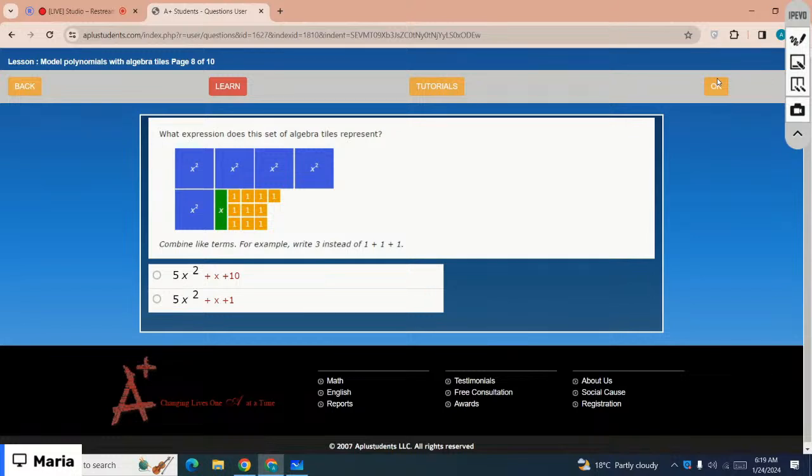What expression does this set of algebra tiles represent? So, which is the correct option? The correct option is 5x square plus x plus 10. Option number 1 is the correct option.